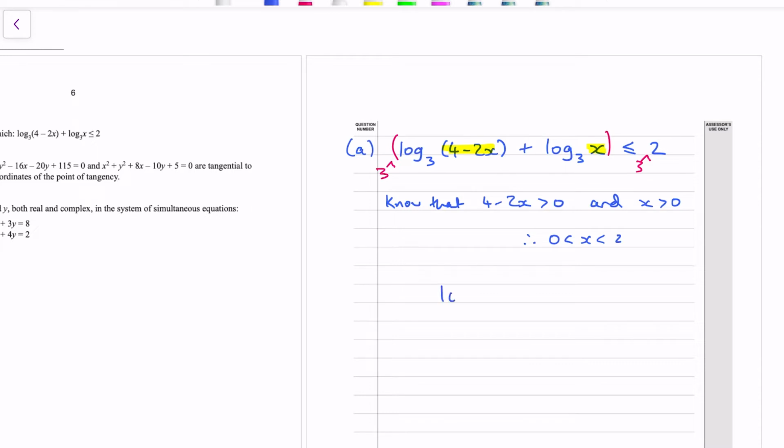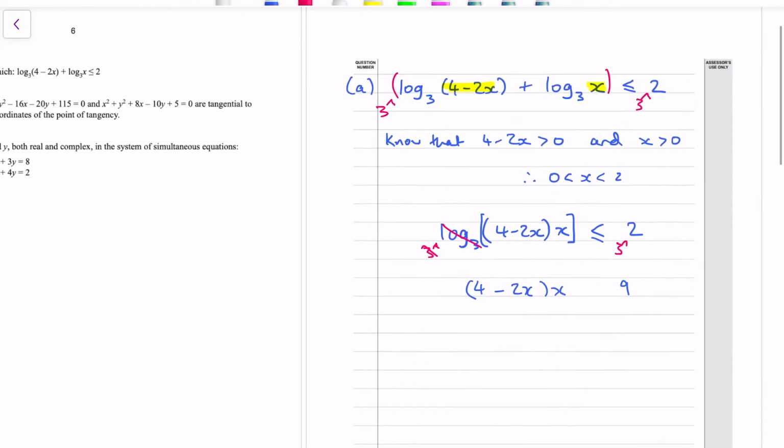Two logs that add together is the log of a product. And then I can do the 3 to the power thing. 3 to the power is knocked off the log base 3. So we end up with 4 minus 2x, times x, and then 9 on the other side. And the question is, do I need to flip the inequality around?